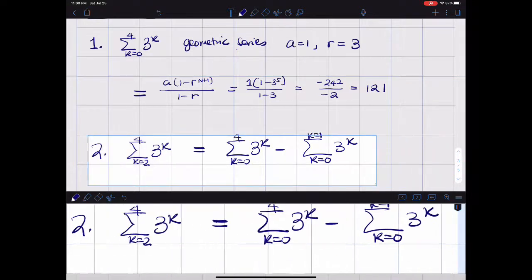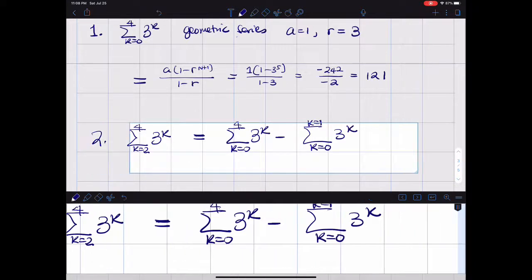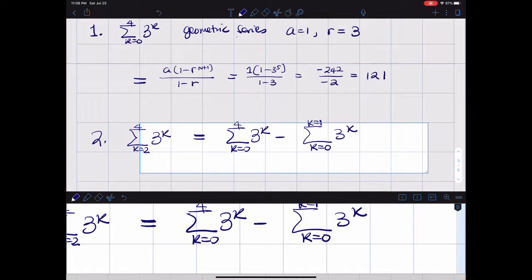So this k starts from 2, 3, 4, right? But here we have 0, 1, 2, 3, 4. So we don't need 0, we don't need 1. So we have to subtract 0 to 1.